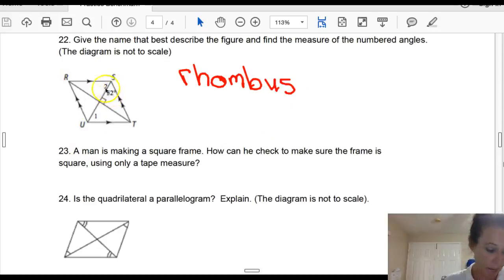Diagonals bisect angles in a rhombus. So if I have the measure of 52 here, I know this is also 52. Now, since it's a parallelogram, these are alternate interiors, so this is also 52. So the measure of angle 1 and the measure of angle 2 is going to be 52. Everything is 52. And that is a 2.